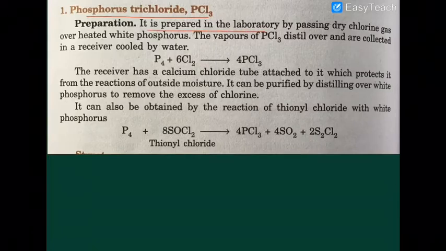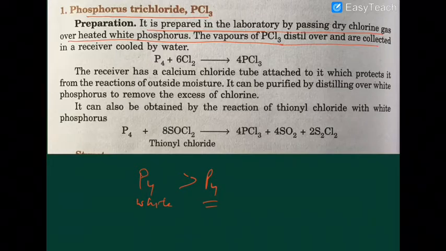PCl3 is prepared in the laboratory by passing dry chlorine gas over heated white phosphorus. Yesterday we have done that. P4, white phosphorus, is more reactive than red phosphorus. It is distilled over and cooled in a receiver by water. The receiver has a calcium chloride tube attached to it, which protects it from the outside moisture, because if PCl3 reacts with moisture, it will start fuming.